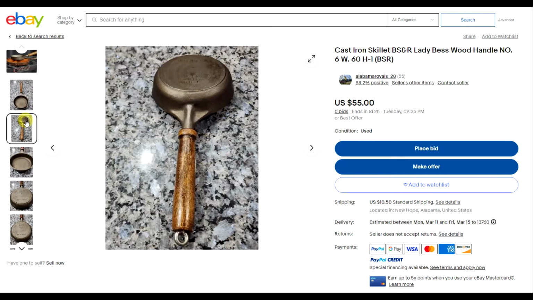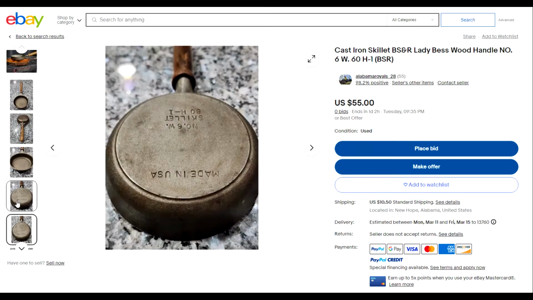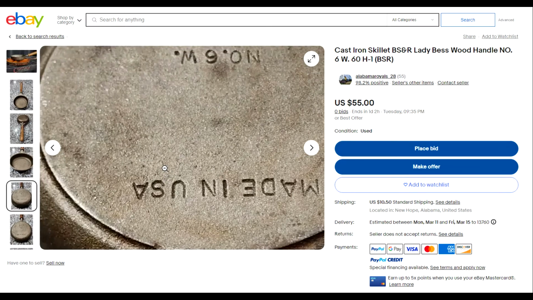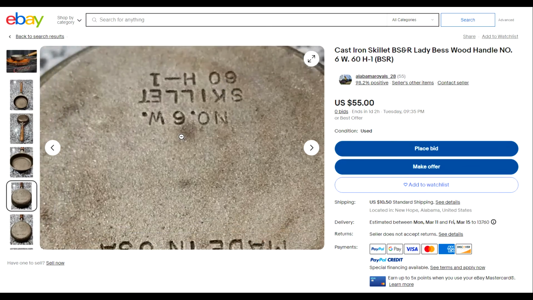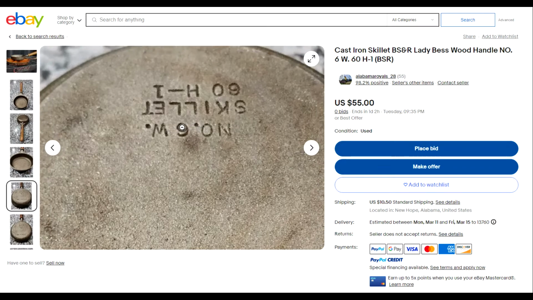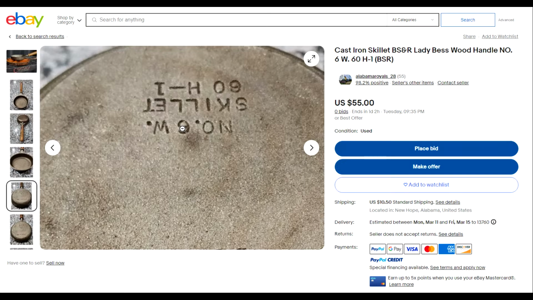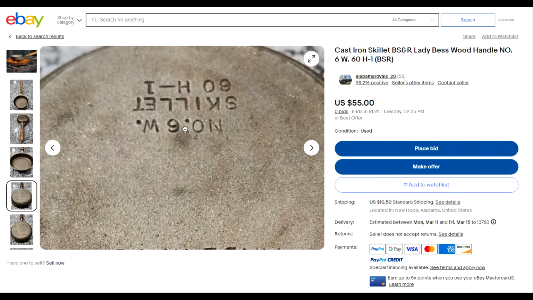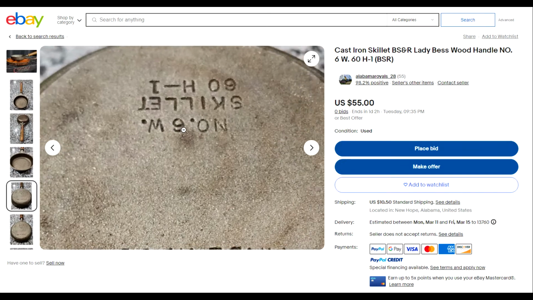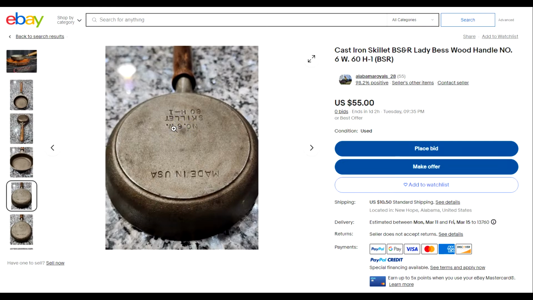But nonetheless, if you wanted to see what a Lady Best series pan looks like, these are some pretty good photos here, upside down or not. Note again that the Lady Best series used actual inches for measurements, so this so-called number 6 is in fact a 6-inch skillet. It's not the size of a number 6 BSNR skillet.